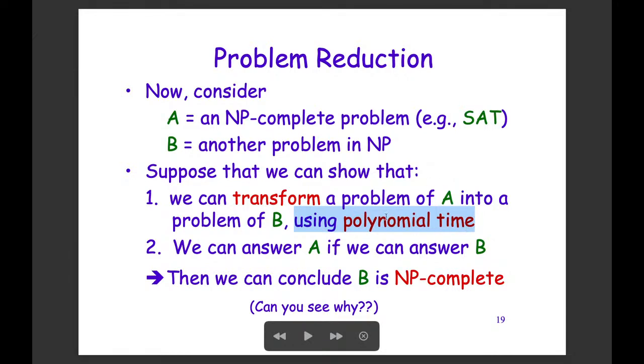If we are using exponential time, it doesn't make any conclusion. Because we can always change a problem into some other problem using exponential time, but even if B can be solved in polynomial time, it doesn't mean that A can be solved in polynomial time. So we require this transformation to be done in polynomial time.